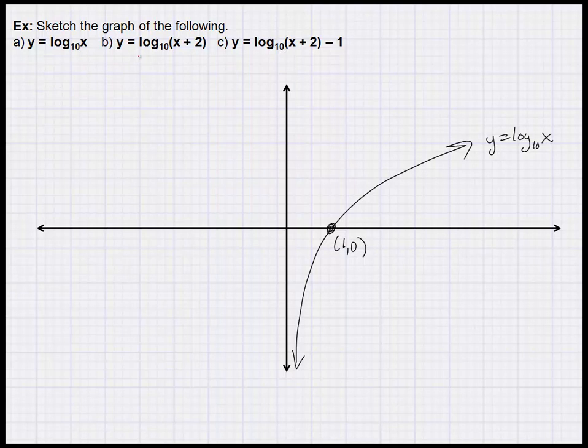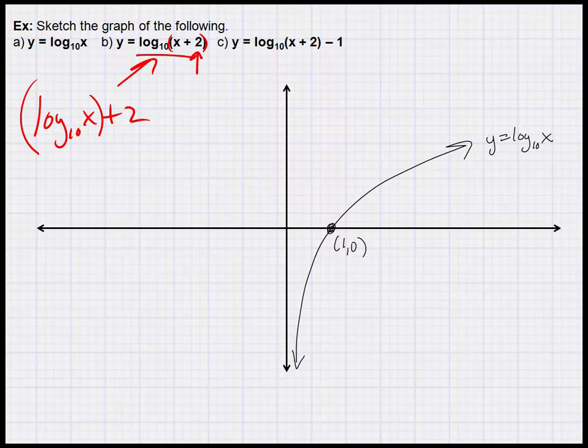Here's our next one. Log base 10 of x plus 2. Now I'm adding 2 inside my logarithm. These parentheses are important. The parentheses mean it's happening inside the logarithm. This is different than this. Here I'm not adding 2 inside the logarithm. This is adding 2 to the whole function. Having these parentheses here makes a difference. The 2 is added inside the logarithm.